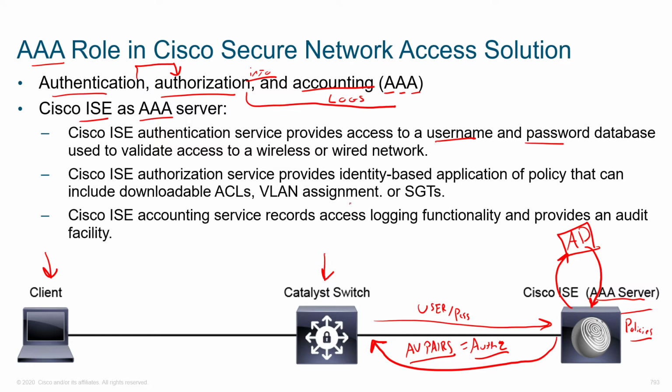So the Cisco ISE Authorization Service provides identity-based application of policy. So we're setting up rules or policies for what you're allowed to do based on who you are and time of day. And we can consider things like security posture. You know, are you patched and up to date? All this we can bring into consideration before we decide what access list you get applied, what VLAN we assign you to, or if we're going to leverage security group tags for TrustSec. Cisco ISE's accounting service gives us records of what's happened: who connected, how long were they logged in, how many bytes did they download, things like that.